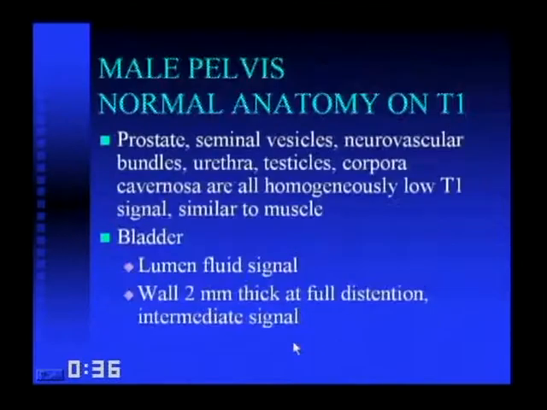I won't go too much into how the normal anatomy looks. I think you're all familiar with that, but just briefly, everything looks the same on T1 scans. All the organs look the same. The bladder is going to track fluid signal. The wall should be 2 millimeters or less at full distension.